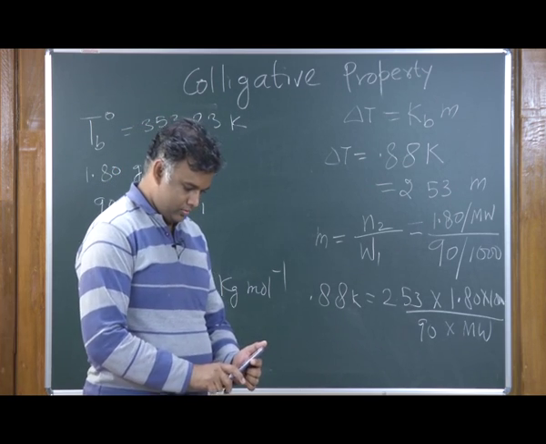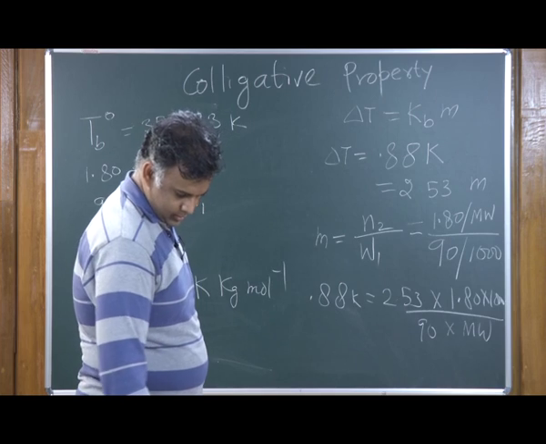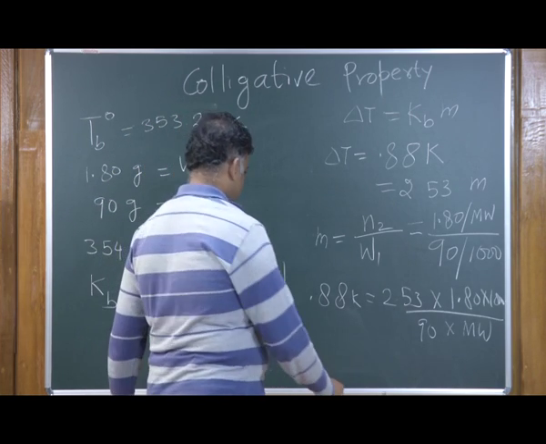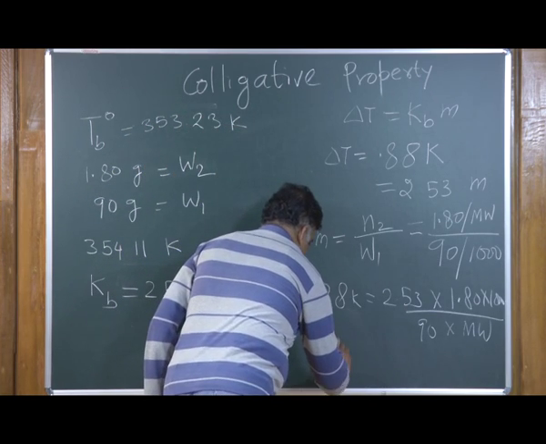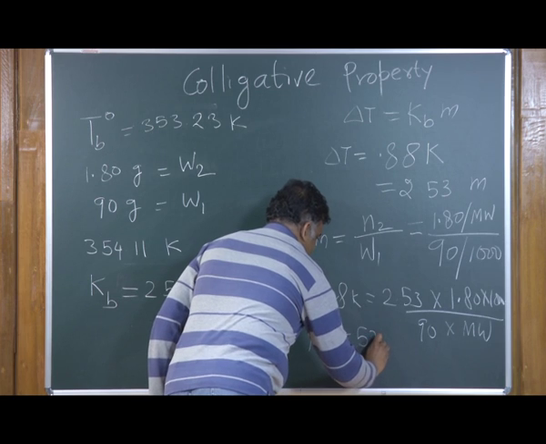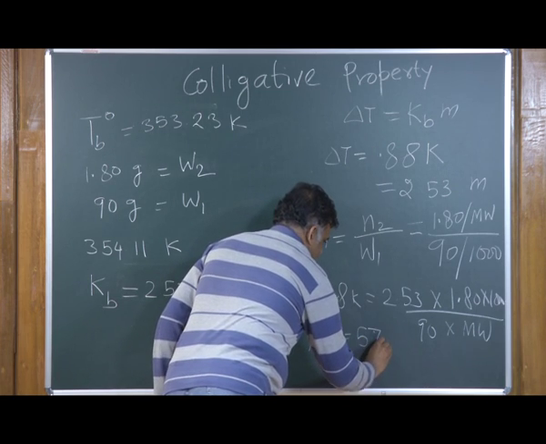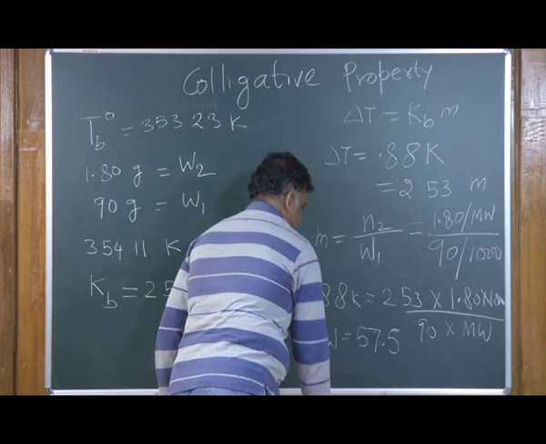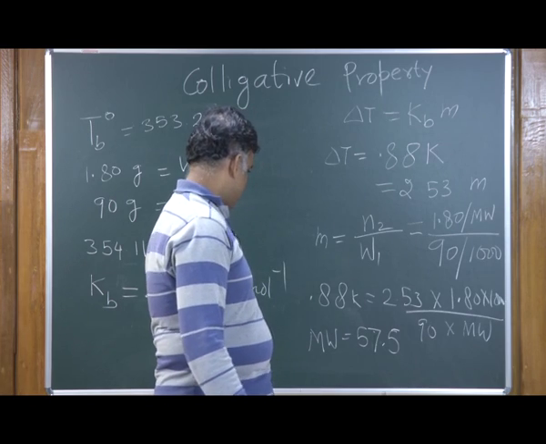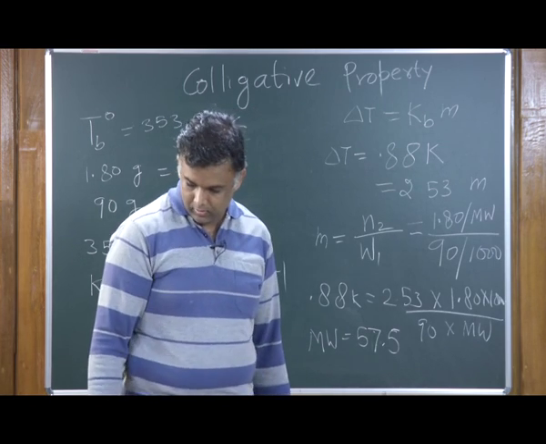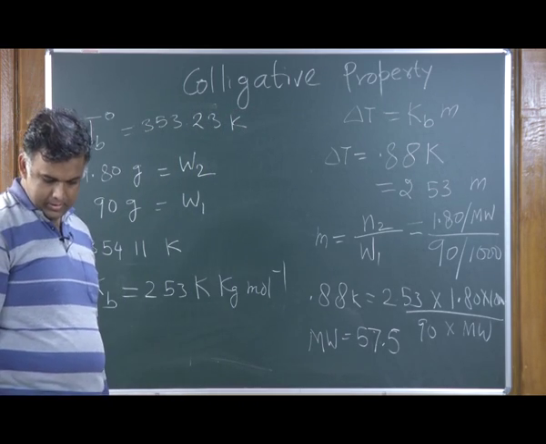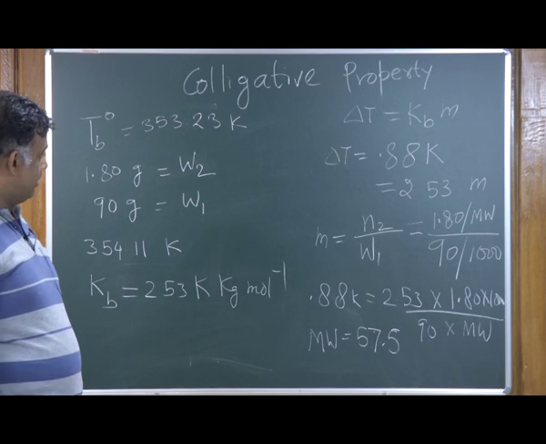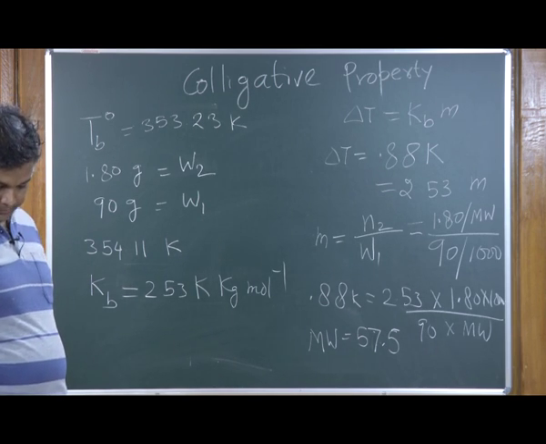So, we are going to get 57.2. So, the molecular weight we are going to get is 57.5 grams per mole. So, that way we can calculate the molecular weight of this unknown solute.